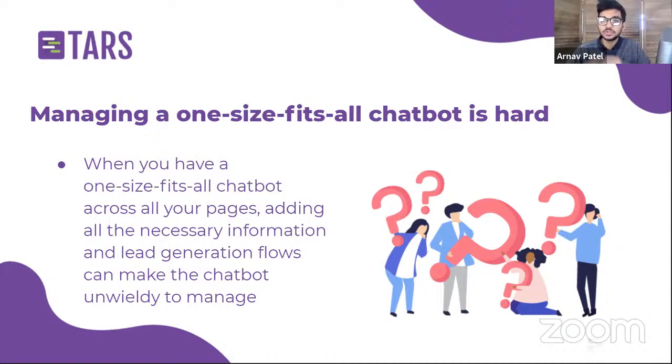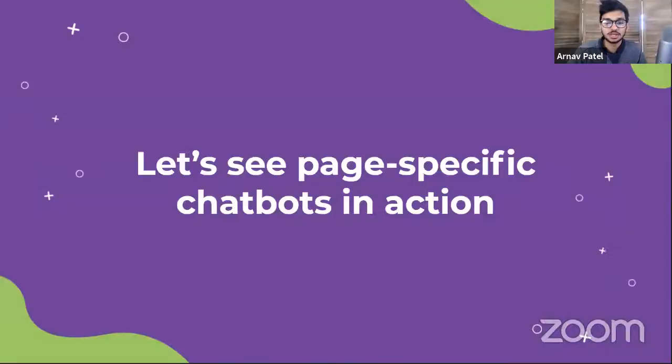And instead, what you can do is compartmentalize each of those functionalities into page-specific chatbots and have a simple navigation parent chatbot on the home page that can direct people to the right page, where a page-specific chatbot is waiting for them, ready to answer context-specific questions and take them through context-specific lead generation flows.